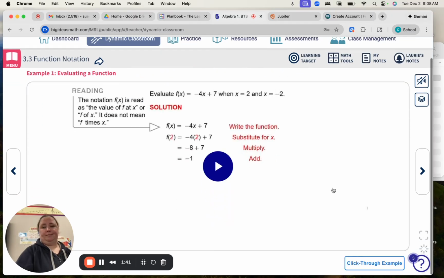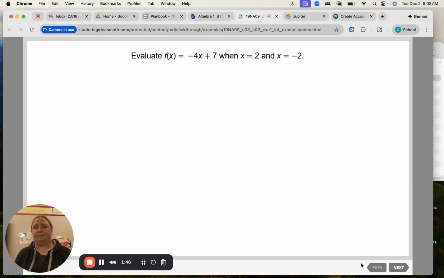So let's do example 1. We're going to evaluate f of x equals negative 4x plus 7 when x equals 2 and x equals negative 2. So when it says evaluate, what is that telling you to do? To solve it. So we're going to find two answers here. Why? Because it gave us two values to plug in.